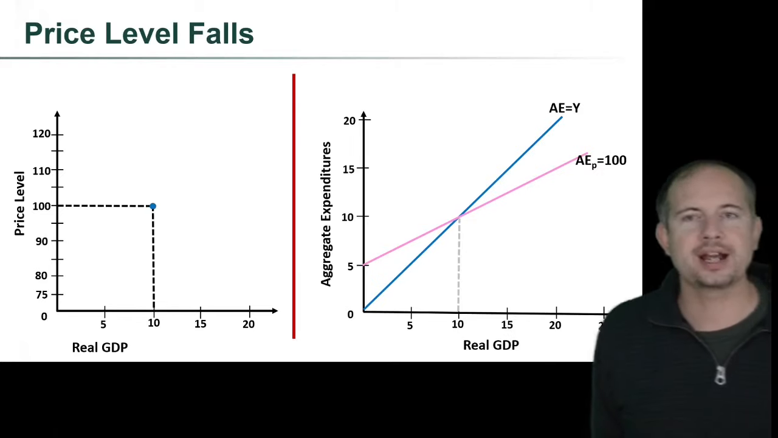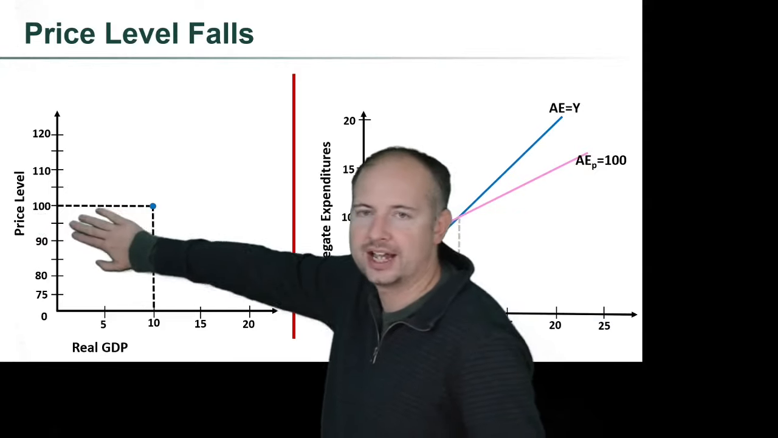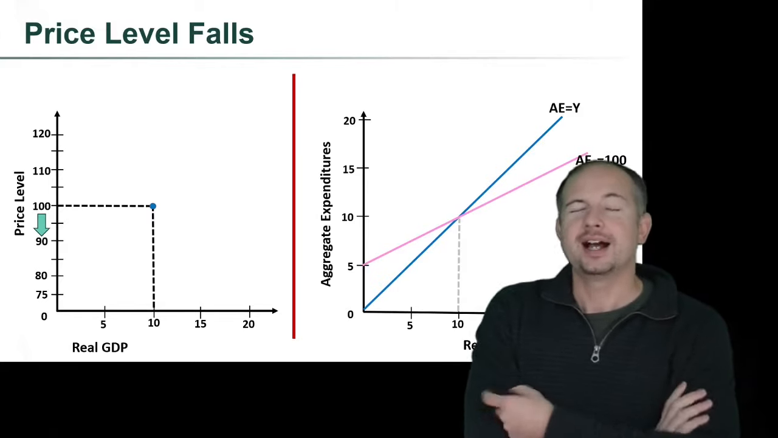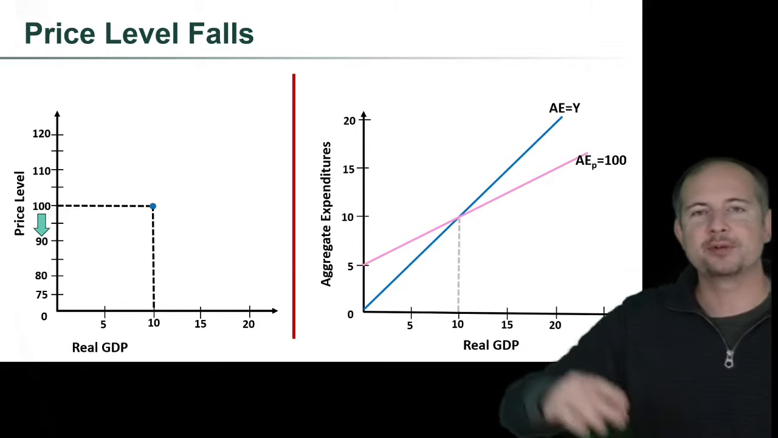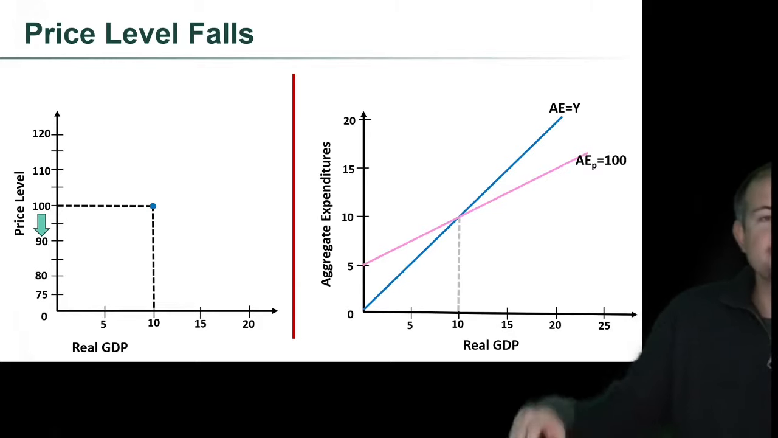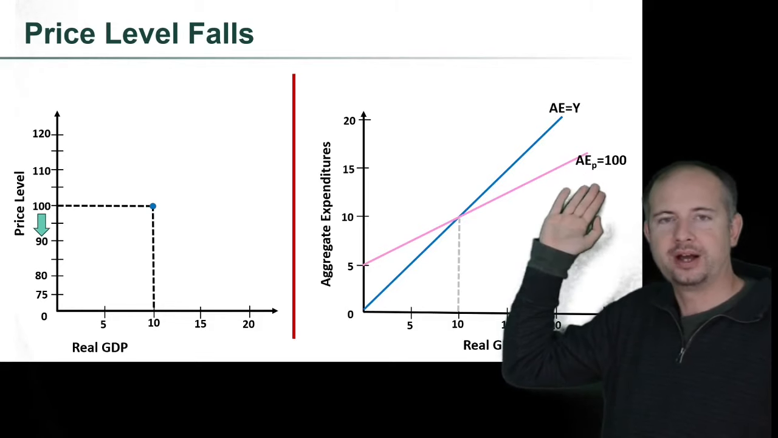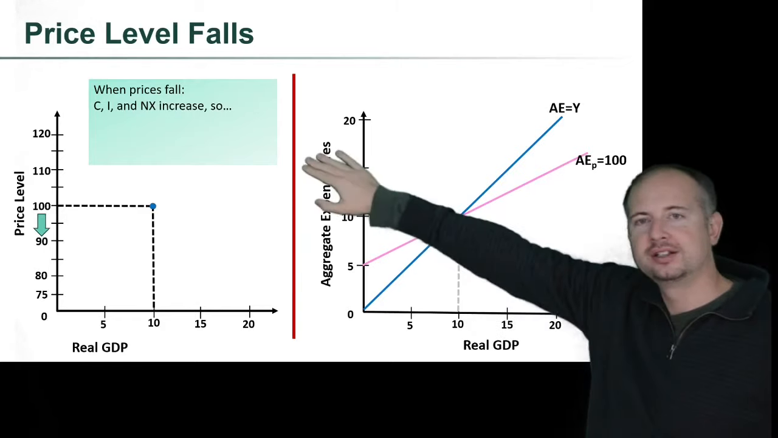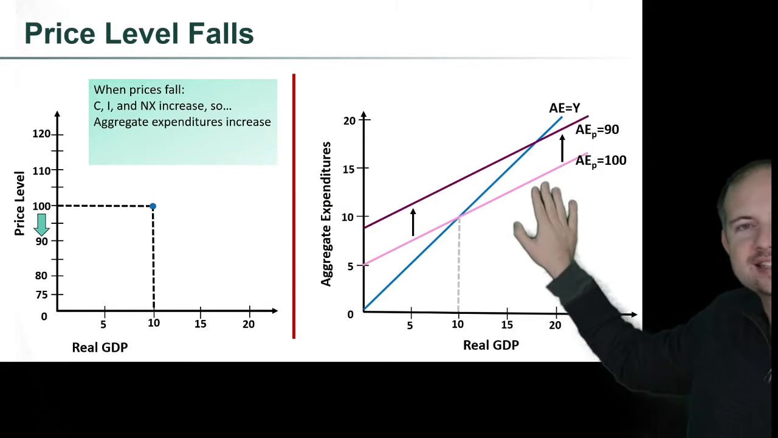All right, now let's think about what happens when the price level falls. So we're going to say the price level goes from 100 down to 90. When that happens, again, I'm feeling richer. I feel like that money in my pocket's doing better. For reasons you talked about last time, we think people are going to spend more on investments. We're going to see net exports go up. All of this means that aggregate expenditures go up. So now everyone's spending more money, which means that prices fall, C, I and NX increase, so aggregate expenditures increase, and this is a shift up.